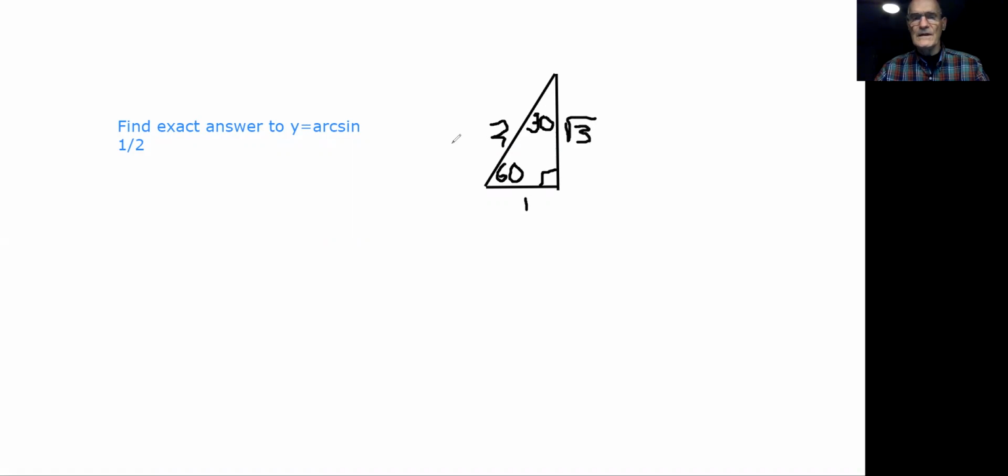So anytime you see exact answer problems, you're going to go either to this triangle or to the 45, 45, 90 triangle. And you notice here, the angle whose sine is 1/2 is 30. So the answer here would be y equals 30.